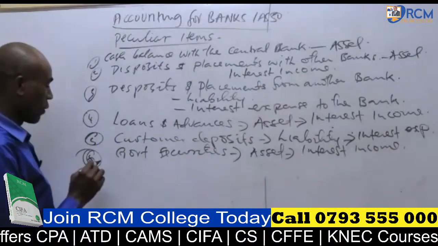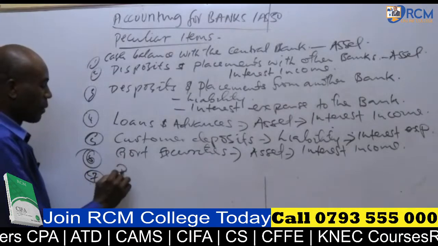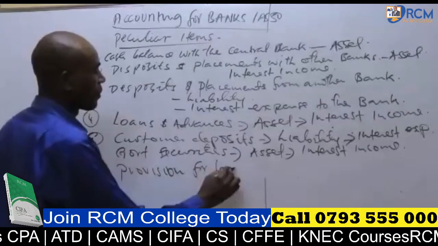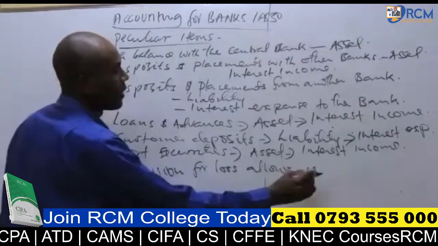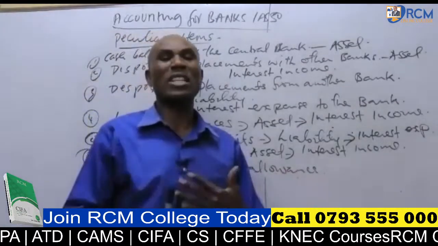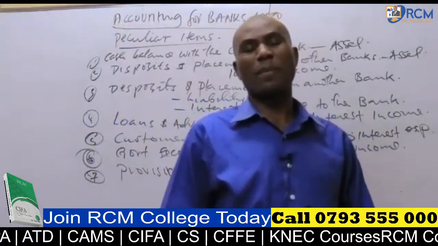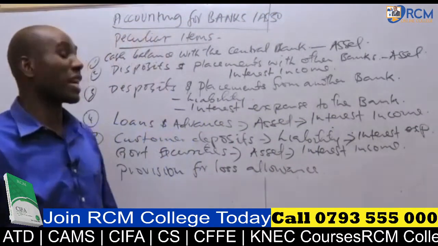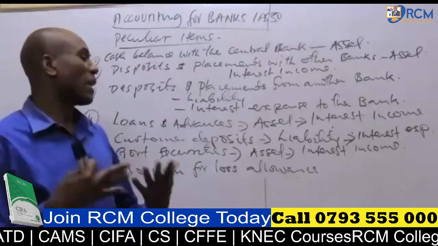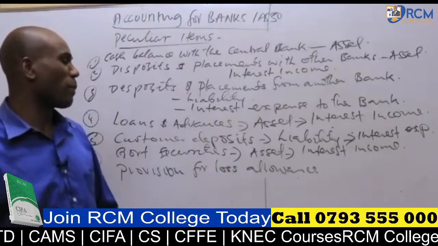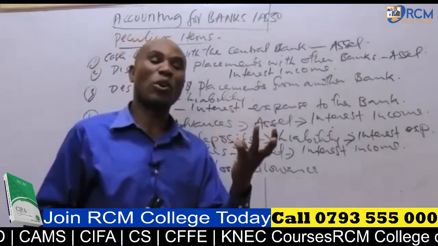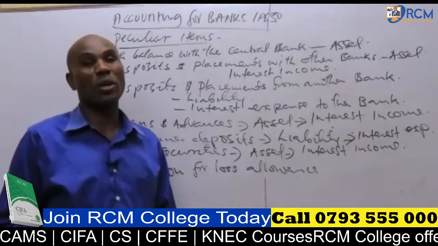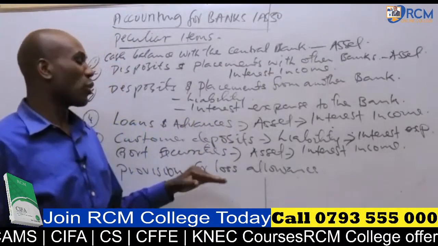Then lastly, we have number seven, provision for loss allowance. According to the changes in the standard, especially IFRS 9 Financial Instruments, once you give out a loan, you are required to provide for the loss allowance in terms of impairment and expected credit loss. You are required to compute a certain percentage of the loss. Therefore, we call it the loss allowance or impairment of the loan. According to IFRS 9, those are some changes that came in.